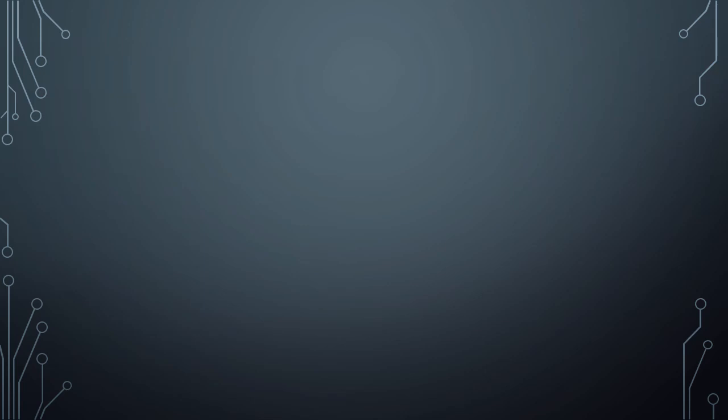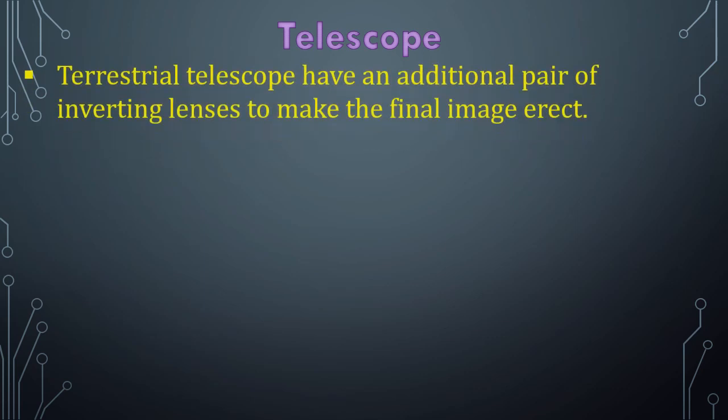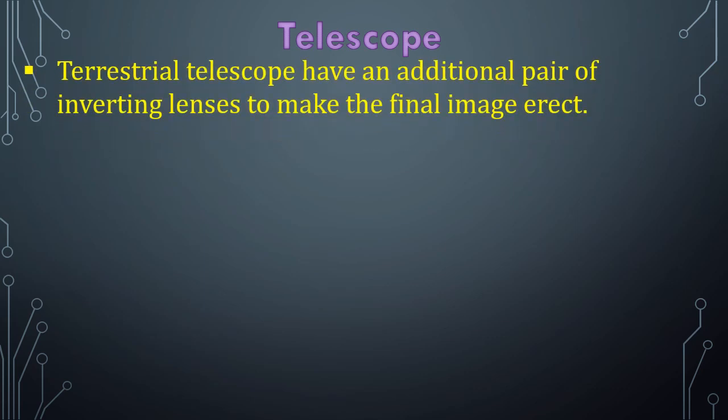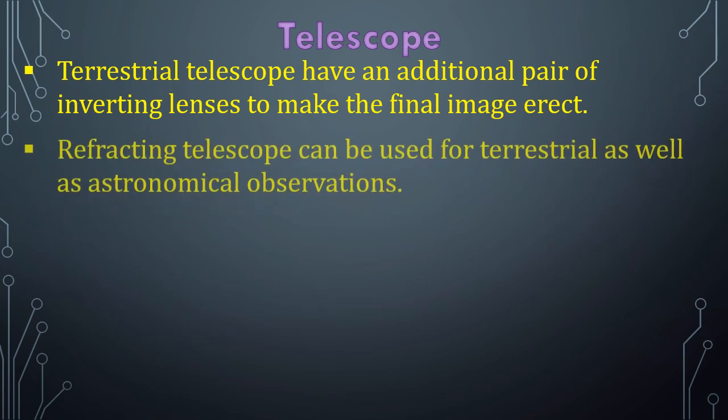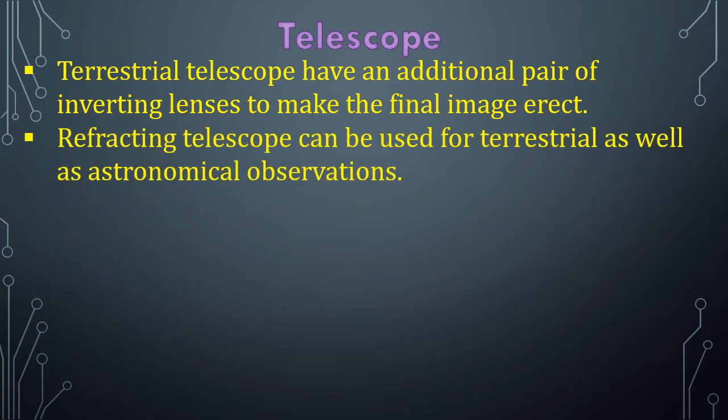Now, from the ray diagram of the telescope, we have seen that the final image will be magnified as well as inverted. So, for a terrestrial telescope, we must use an additional pair of lenses to make our final image erect. A refracting telescope can be used for terrestrial as well as astronomical observation.